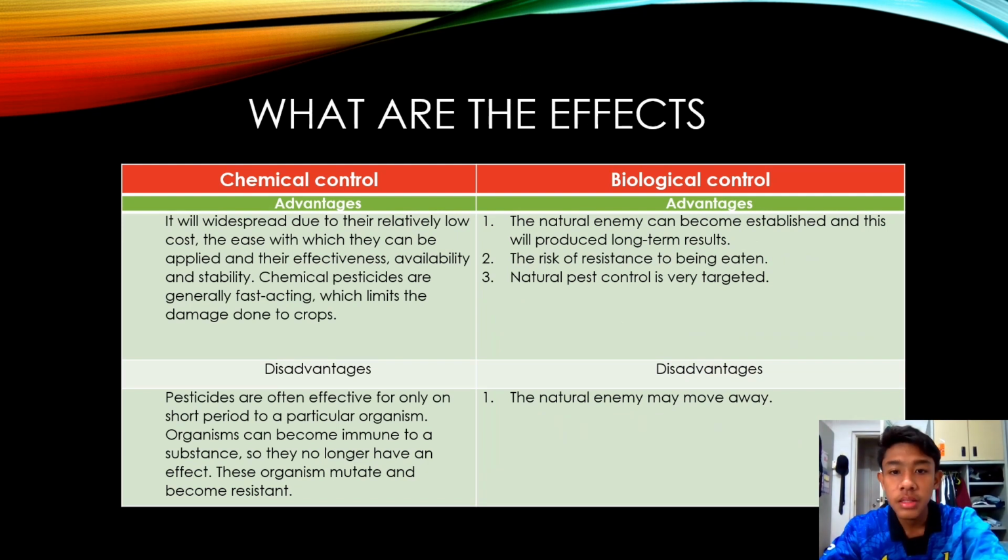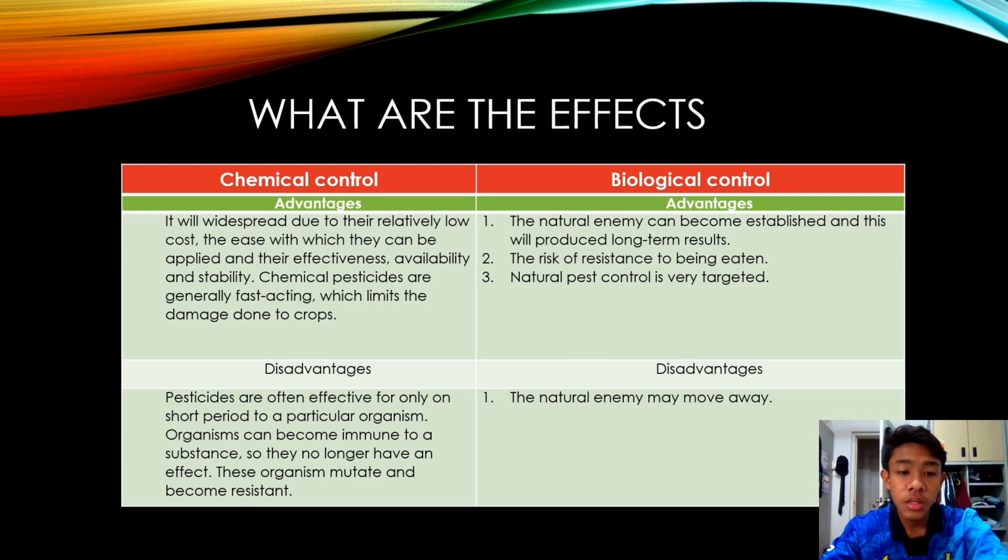Of course, there are some effects. The advantages of chemical control are that it is widespread due to its relatively low cost, the ease with which it can be applied, and its effectiveness, availability, and stability. Chemical pesticides are generally fast-acting, which limits the damage done to crops.